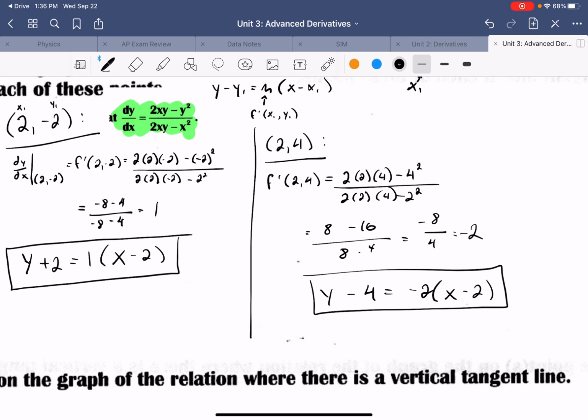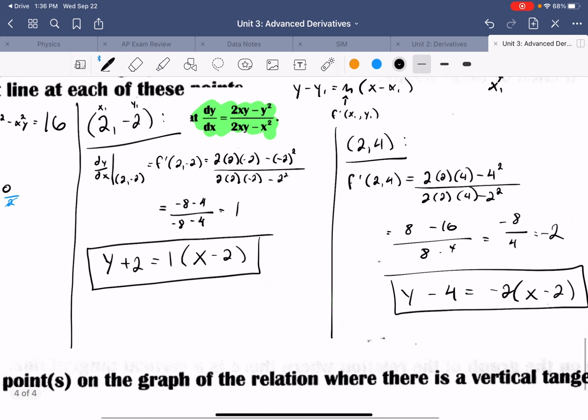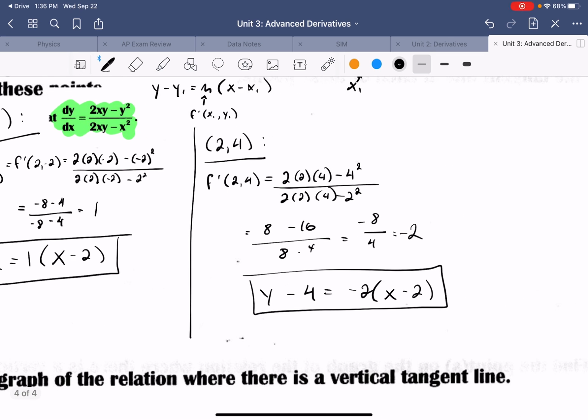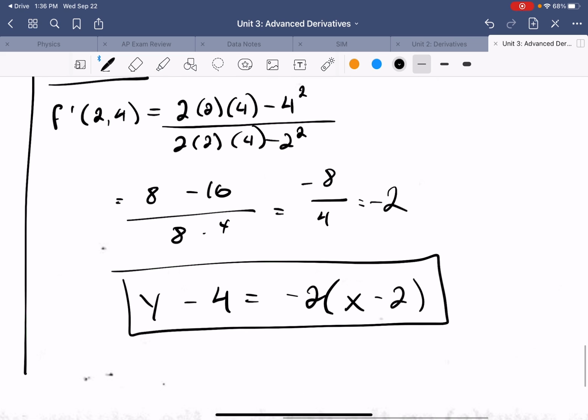I feel like I've made a mistake. Let's see. 8 minus 16. Dang it, yeah, I did make a mistake. All right, let's back up. Sorry about that. My math was wrong here.